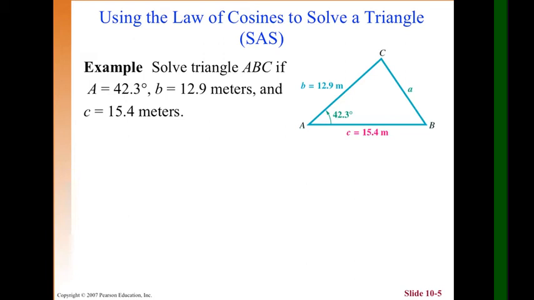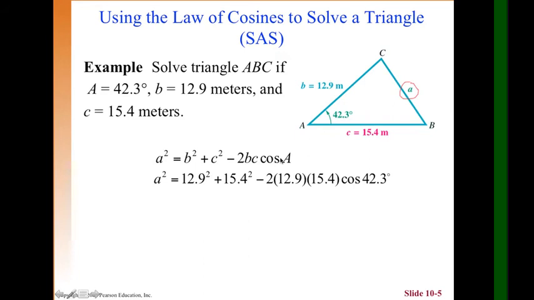So, we're solving the triangle. Maybe ang task dito is hanapin natin lahat ng sides. So, since ang hinahanap natin dito ay ang side A, so ang given ay B and C at ang given na angle ay A, meaning to say, ang magiging formula natin ay A squared equals B squared plus C squared minus 2BC cosine A.